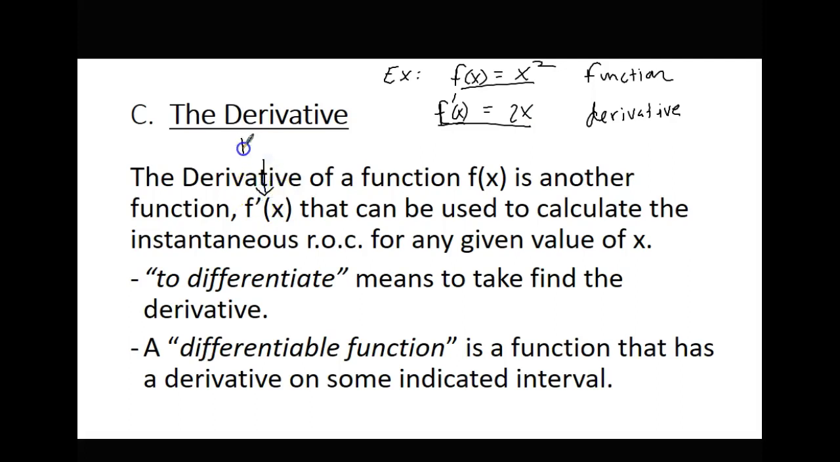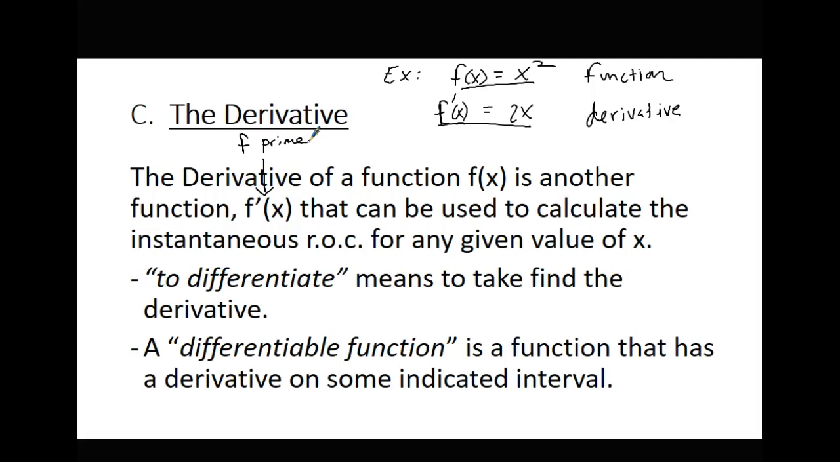Let's write that down. It's called f prime. That can be used to calculate the instantaneous rate of change for any given value of x. And here's some more vocabulary for you down here. To differentiate, that's the verb to find the derivative. You don't say derive. It's tempting, but you don't say I want to derive this function. You say I want to differentiate this function. Okay? Derive means something else in English language.